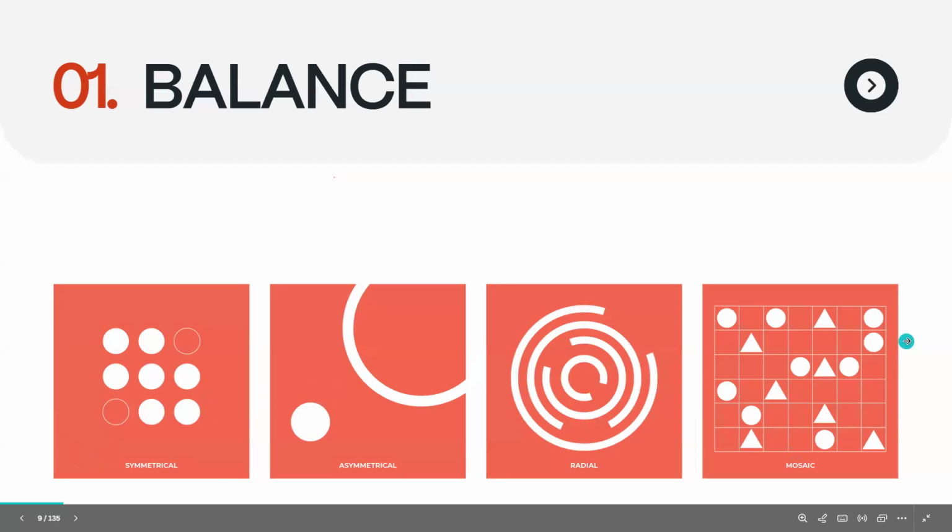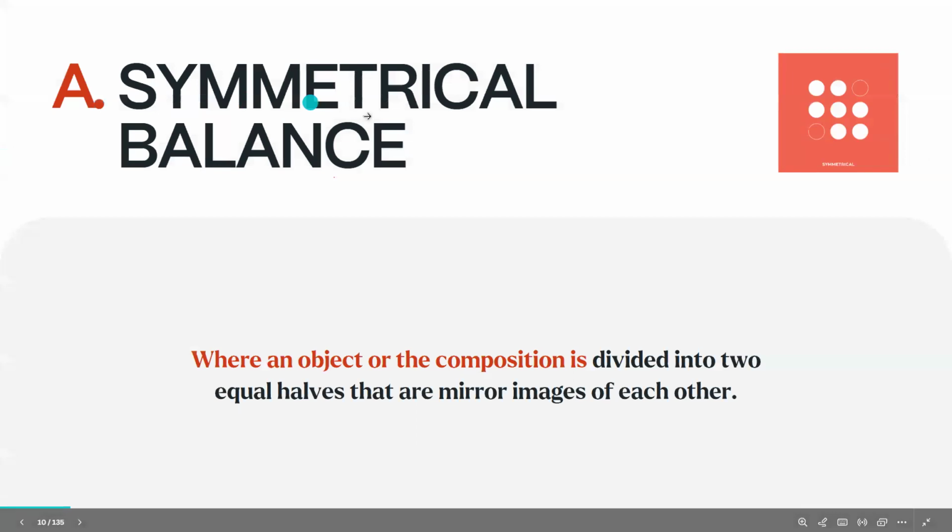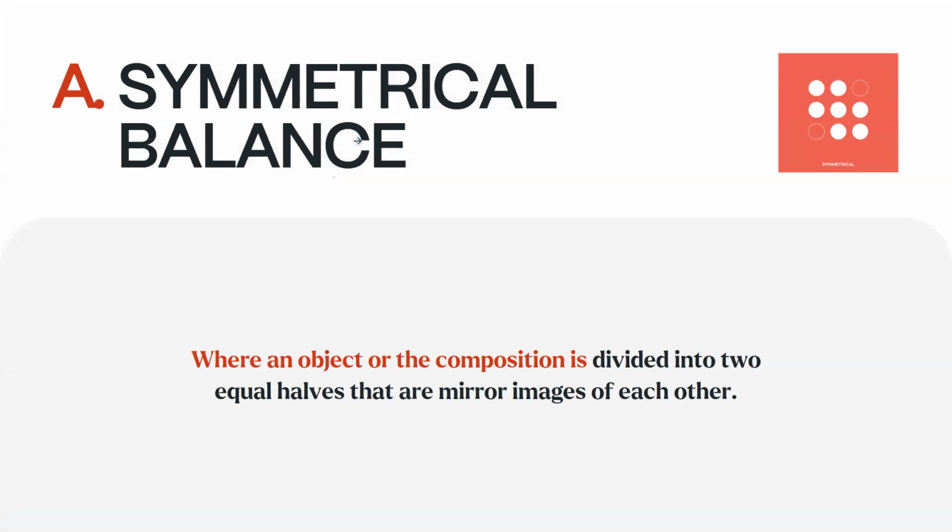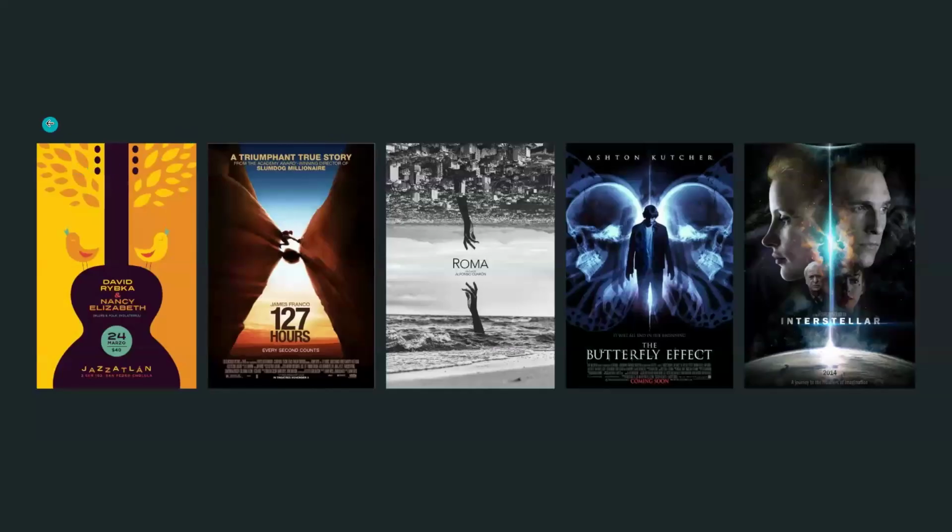Okay, first one is symmetrical design. As the name suggests, it will bring a symmetrical balance. These are the examples. Let's suppose you have an A4 paper, right? If you fold it horizontally or vertically, one part of the page will always be identical to the other part of the page. This is how the symmetrical balance works.